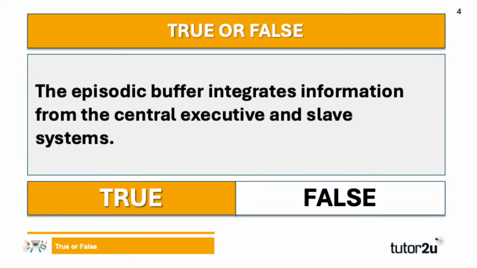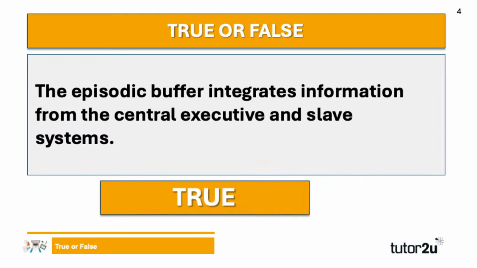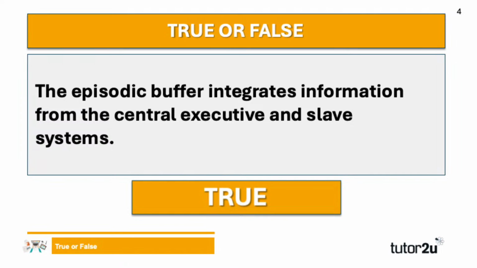Okay, so we've got most people saying true for this one. Let's have a look and see if we are correct. And you are correct. This is true. So that's a key part of the episodic buffer's job. And of course, that is why it is able to code any type of information, because it's integrating information from all of the different slave systems as well as the central executive.